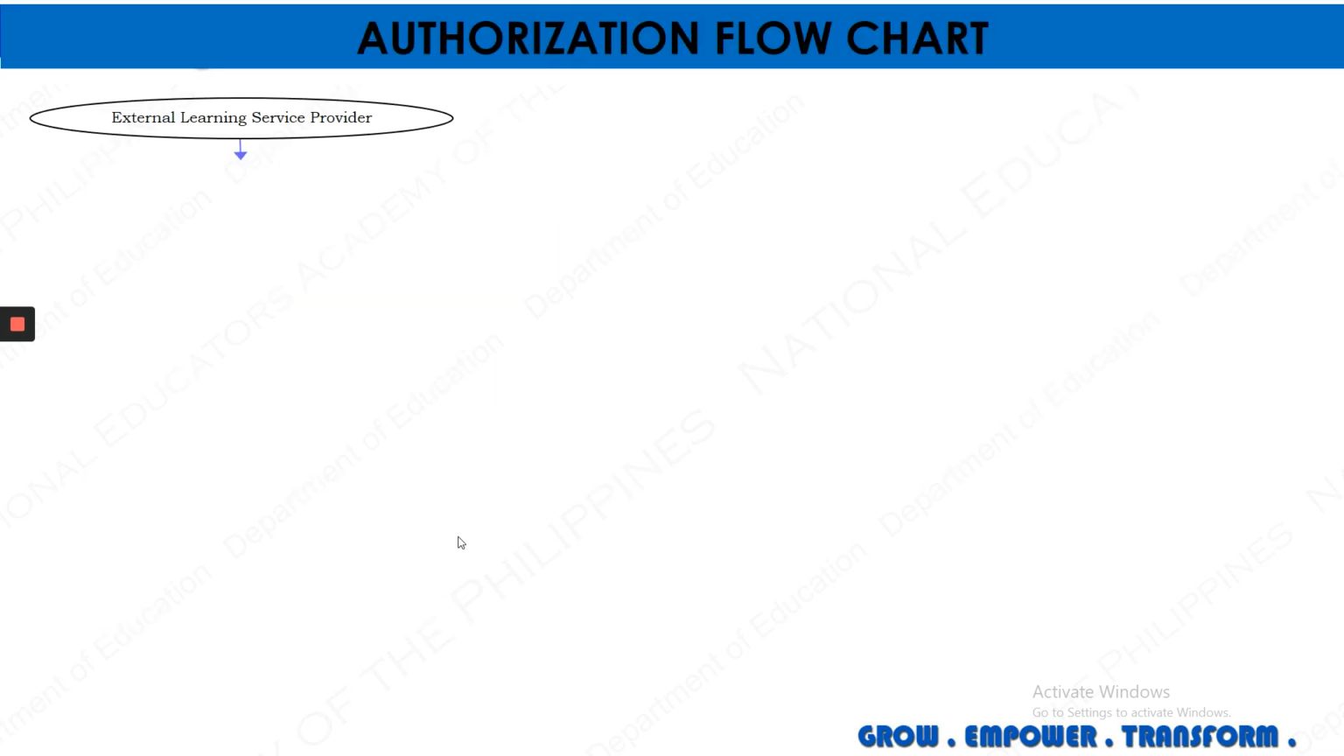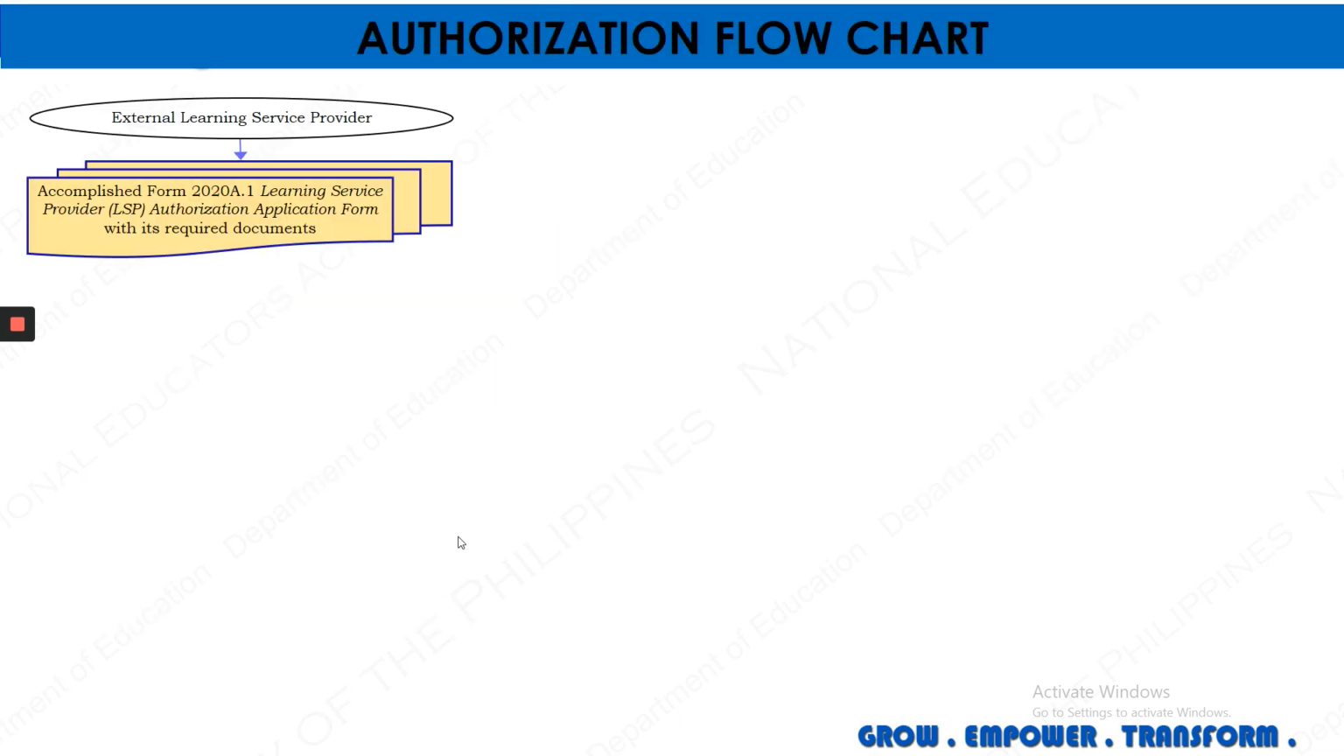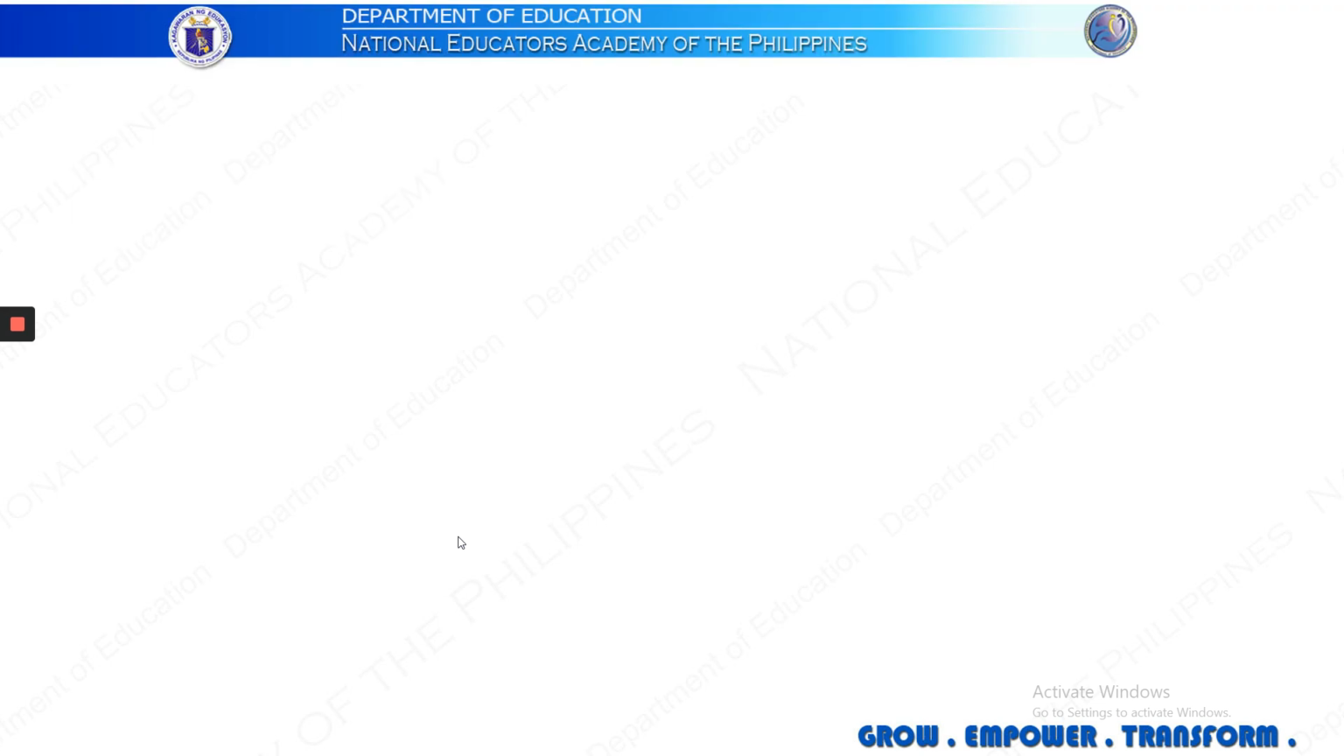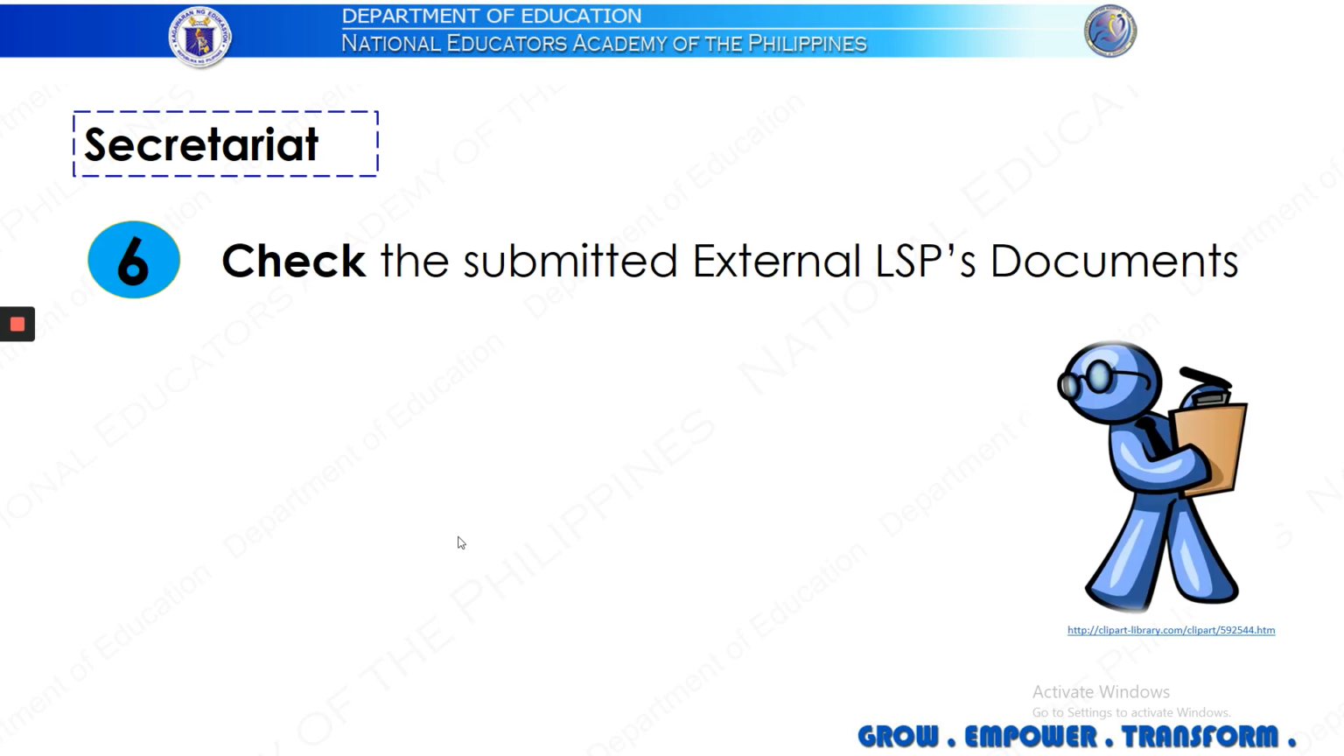So the external learning service provider submits the accomplished Form 2020A.1, the learning service provider authorization application form, with its required documents. After the role of the external learning service provider, let's have the secretariat. The secretariat's role will be seen here. Let's assume that it's already in NAIAP, so they check the submitted documents of the external learning service provider.